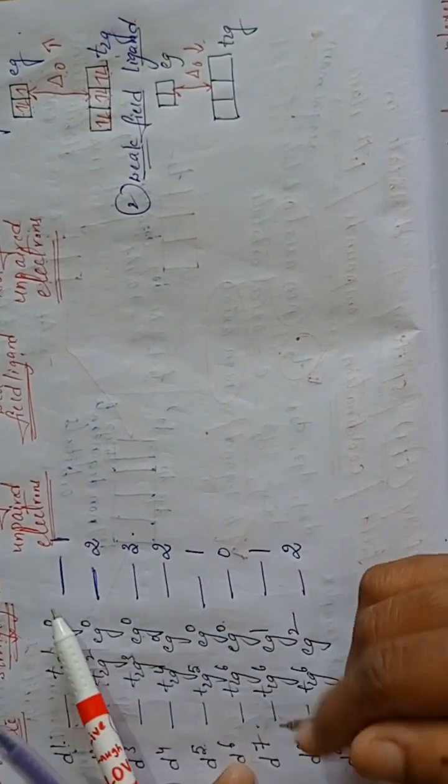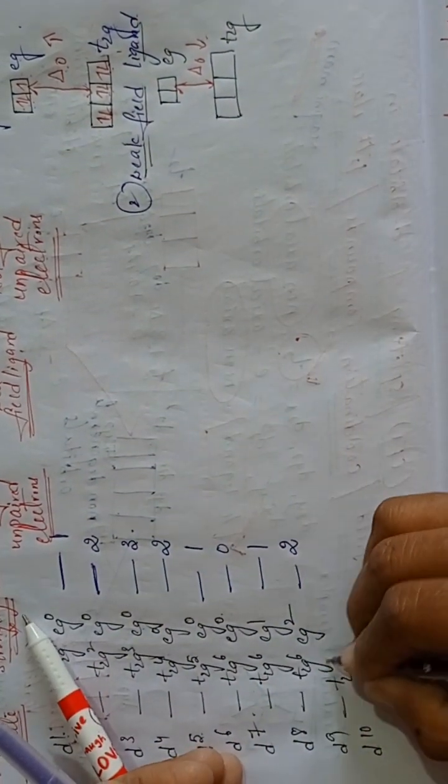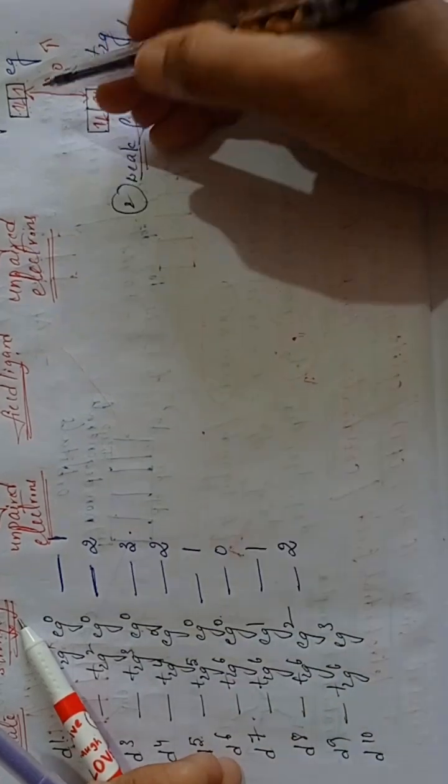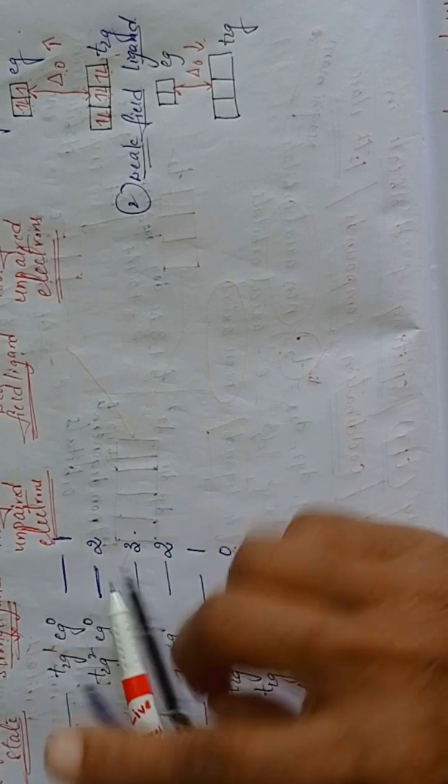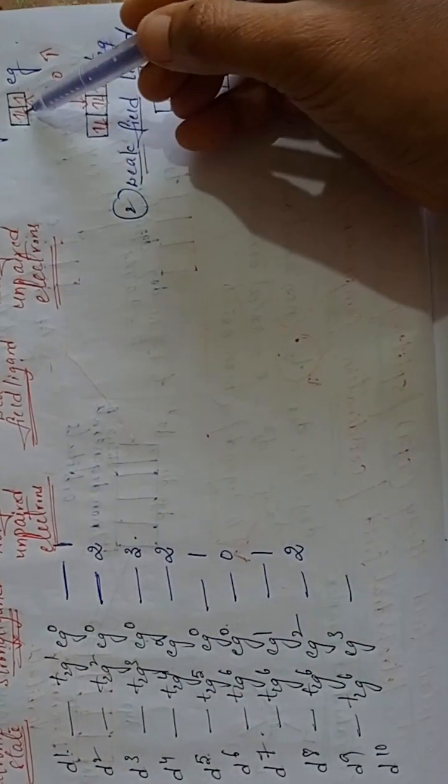Clear? Now D9. Tell me, what is the electronic configuration? Where is the 9th electron going? This is already completely filled, so the 9th electron comes here. So what is the electronic configuration? T2G6, Eg 3. 1, 2, 3, 3 electrons. So Eg 3. How many unpaired electrons are there? Only one unpaired electron. Remaining all are paired. So one unpaired electron is there.